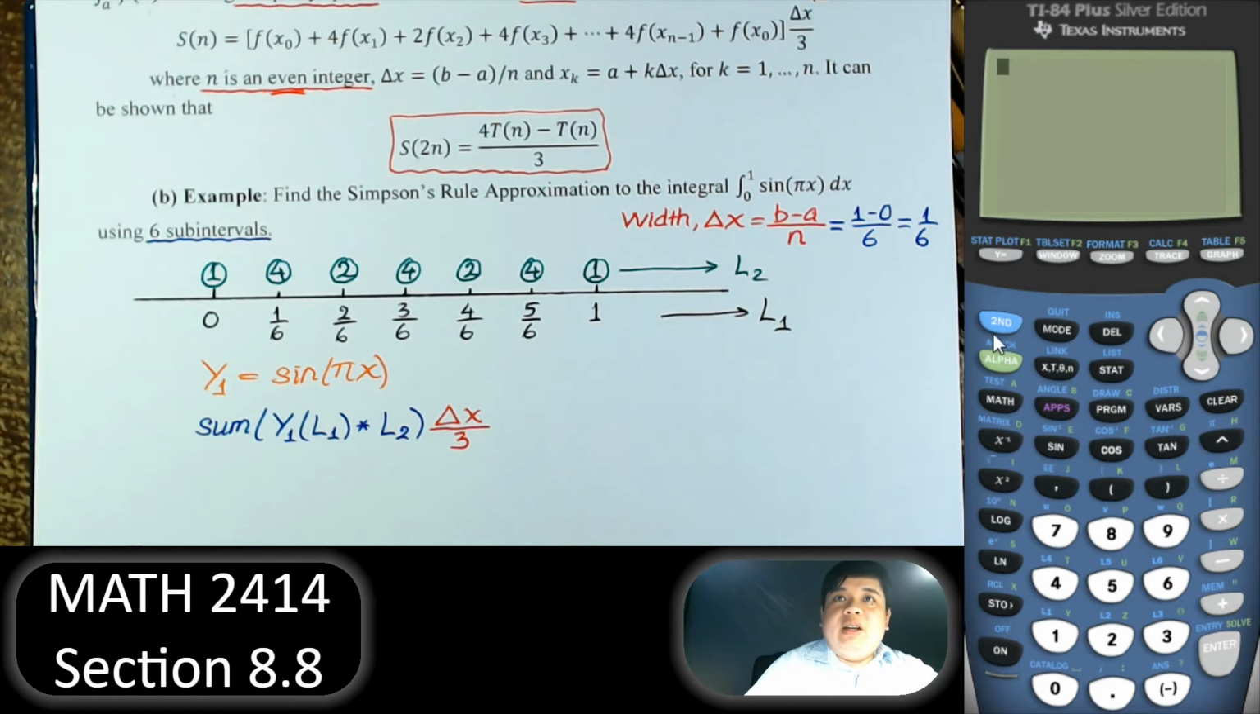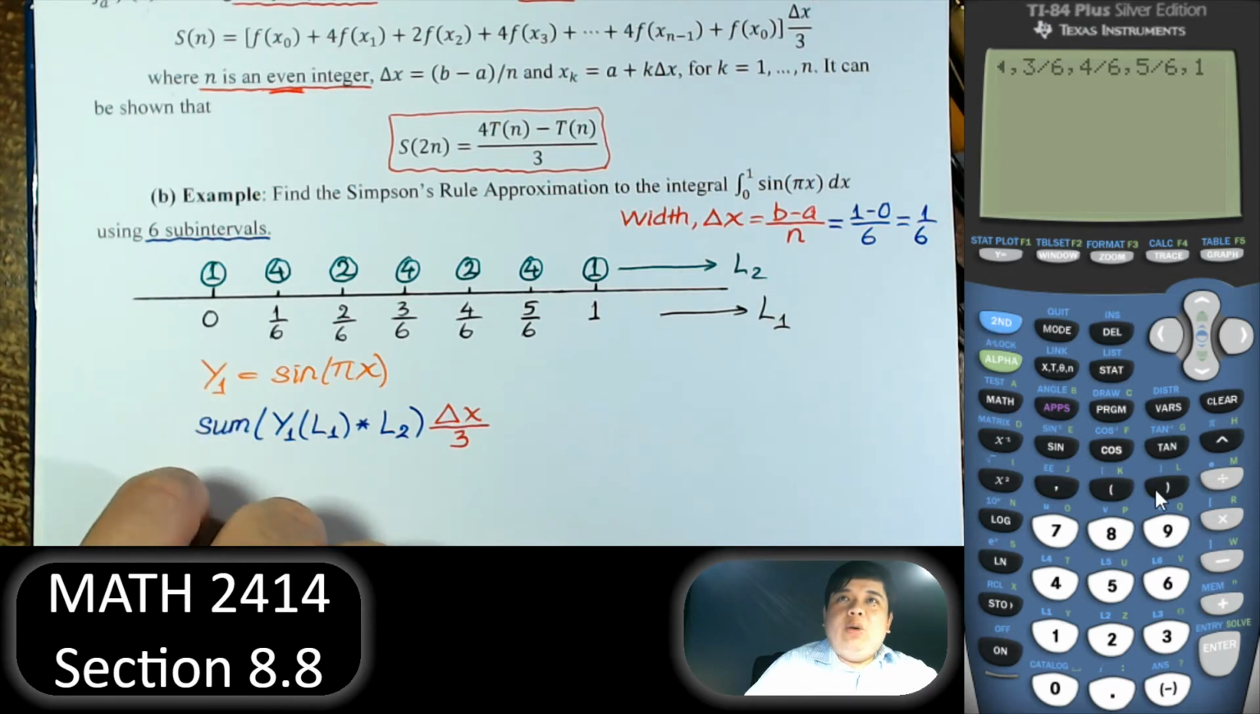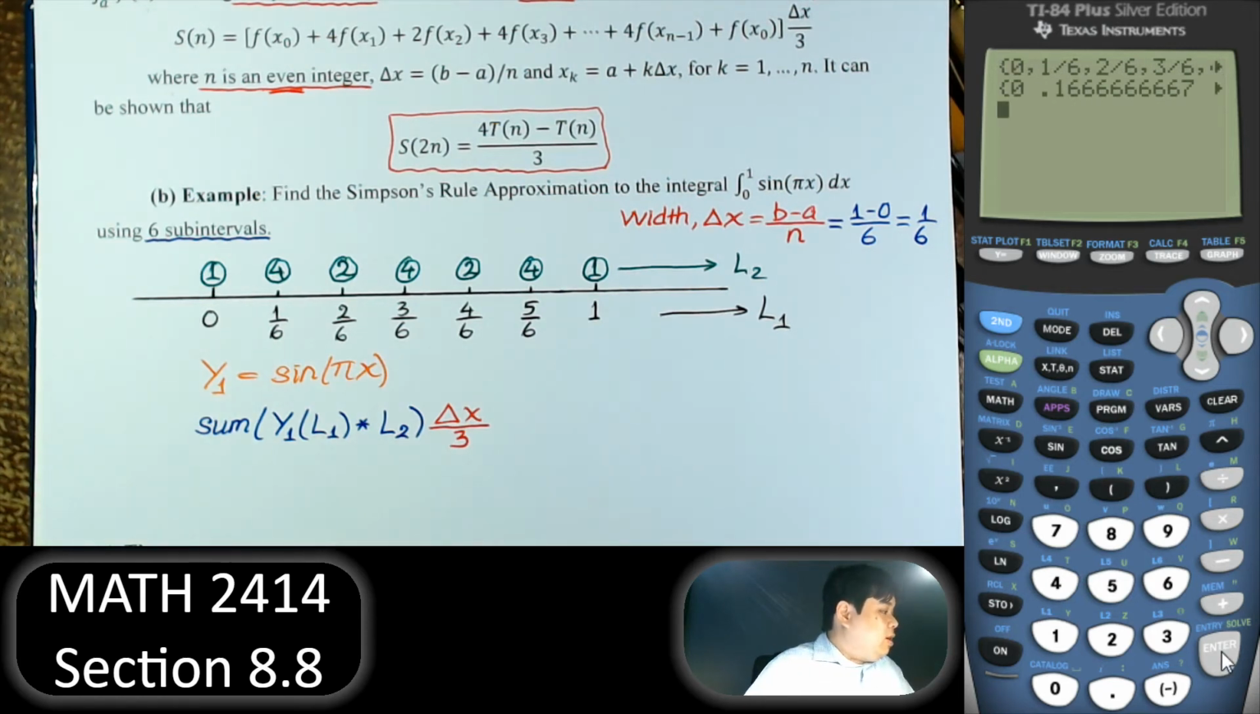So we store the numbers in the list: 0, 1 over 6, 2 over 6, 3 over 6, 4, 5, and then 1. Close the curly bracket, store into list 1. So we have that.